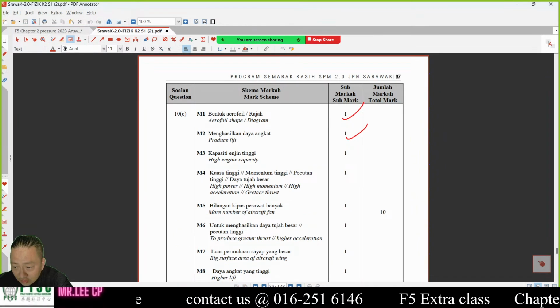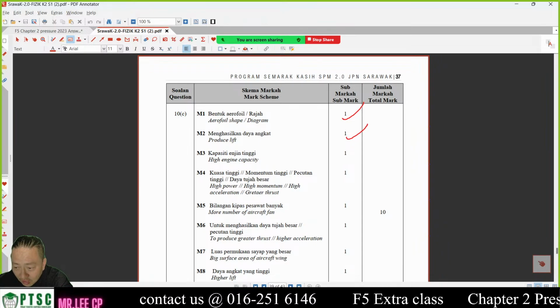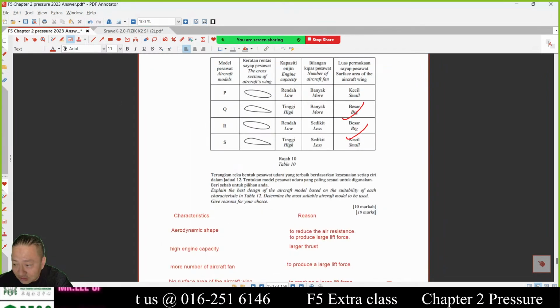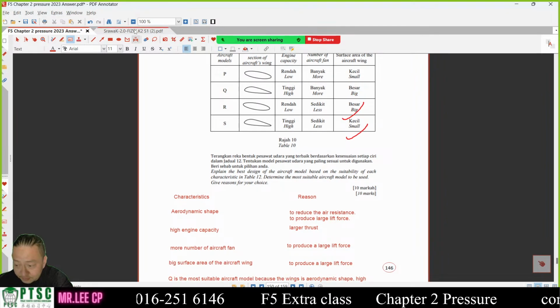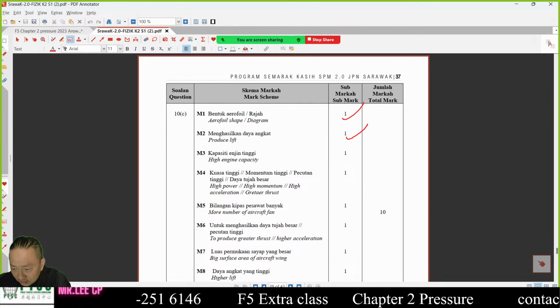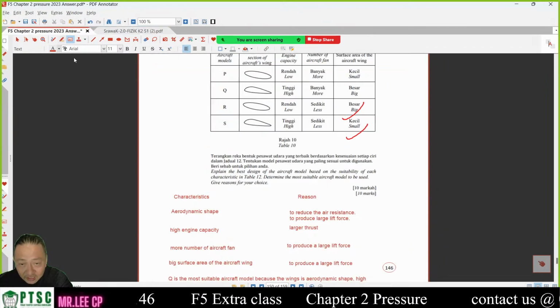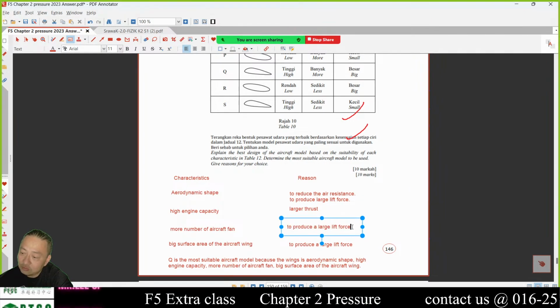Now, second one, high engine capacity. Okay, 1 mark. All right, high power, high momentum, high acceleration, greater thrust. Greater thrust, right? Larger thrust, right? I got a mark, right? All right, third one, more number of fans. Produce a greater thrust, higher acceleration. You see, produce a lift force, I don't have. So this one probably I will not get a mark.